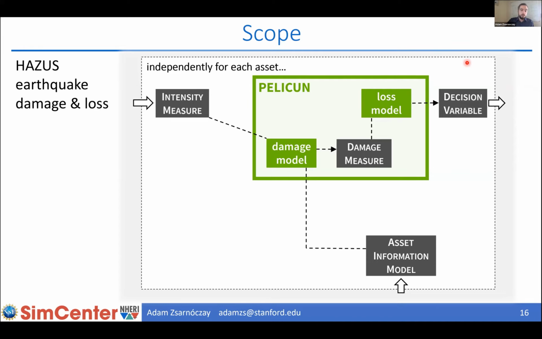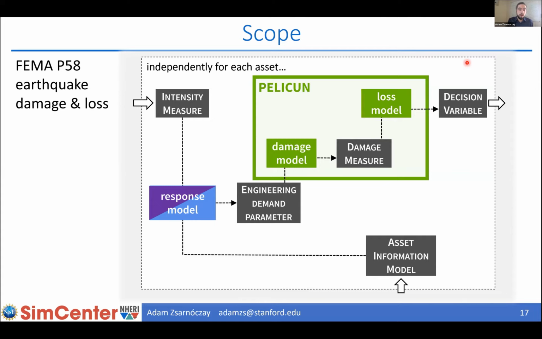And then the highest level that we are aware of at the moment is something like FEMA P58 for earthquakes, where, as I mentioned, we have a response model first, then use engineering demand parameters to describe the damage, so we have a more accurate, higher fidelity description of the damage, and then go to losses and then decision variables. So these are the three different types of analysis that we are thinking about.